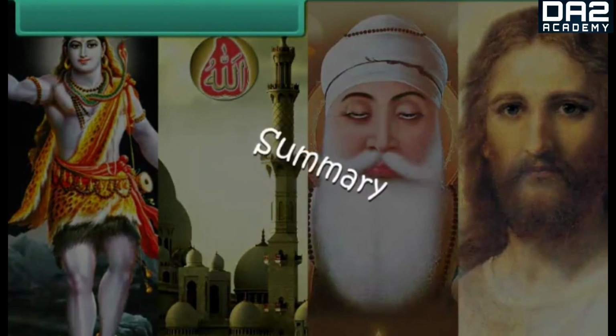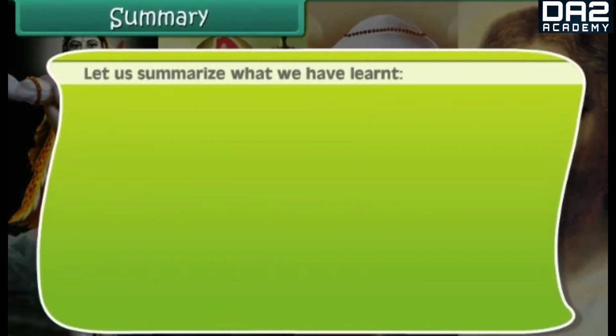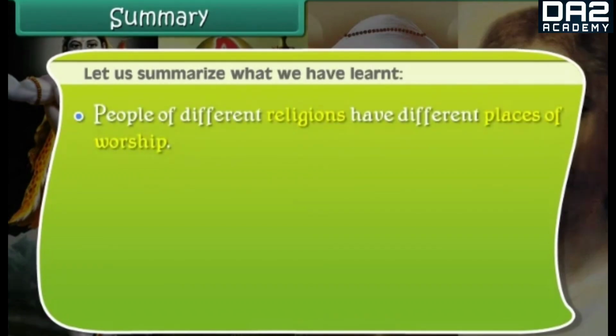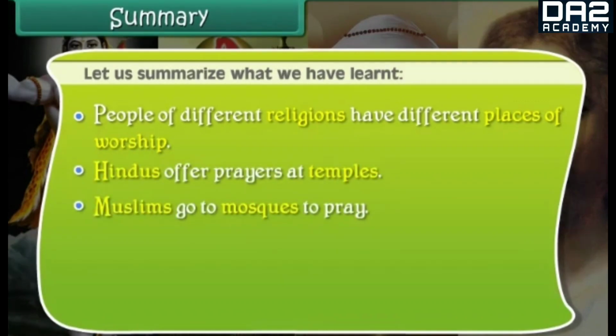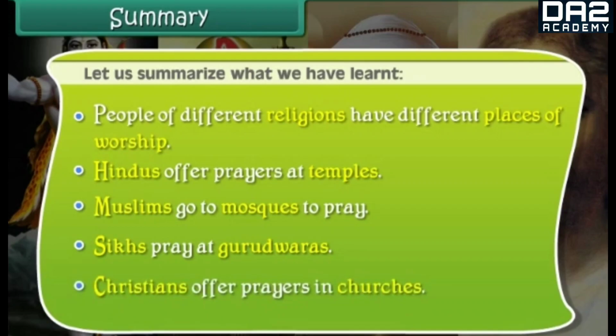Summary. Let us summarize what we have learned. People of different religions have different places of worship. Hindus offer prayers at temples. Muslims go to mosques to pray. Sikhs pray at gurudwaras. Christians offer prayers in churches.